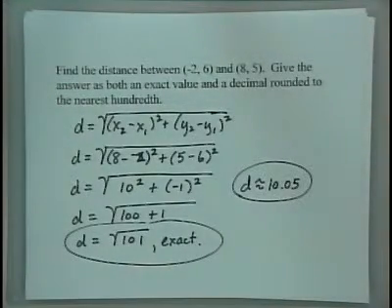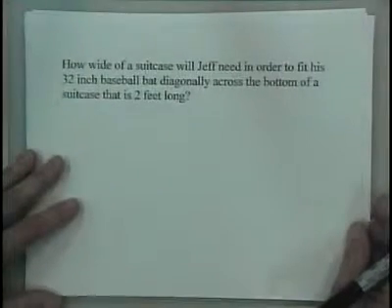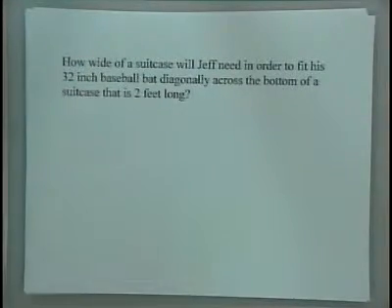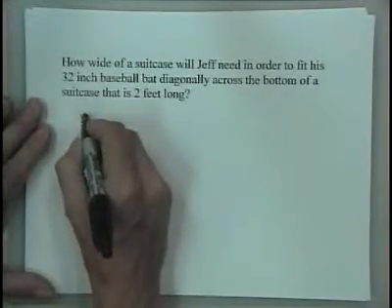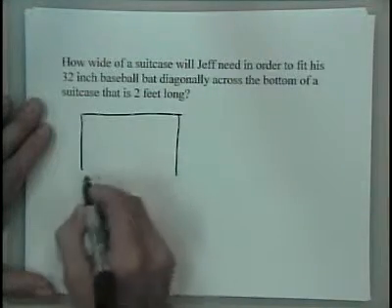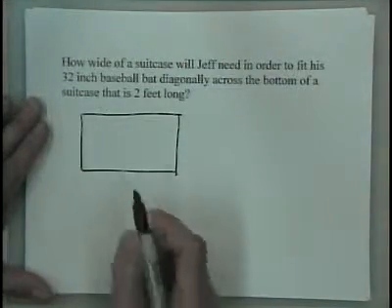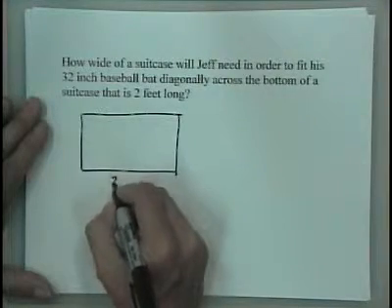Well, let's look at an application of either the distance formula or the Pythagorean theorem, depending on how you read the problem. This problem says, how wide of a suitcase will Jeff need in order to fit his 32-inch baseball bat diagonally across the bottom of a suitcase that's 2 feet long? Well, let's draw a picture and figure out what we need to do to solve the problem. We've got a suitcase that's rectangular. Although we're not told that, we'd have to use that information. The suitcase is 2 feet long.